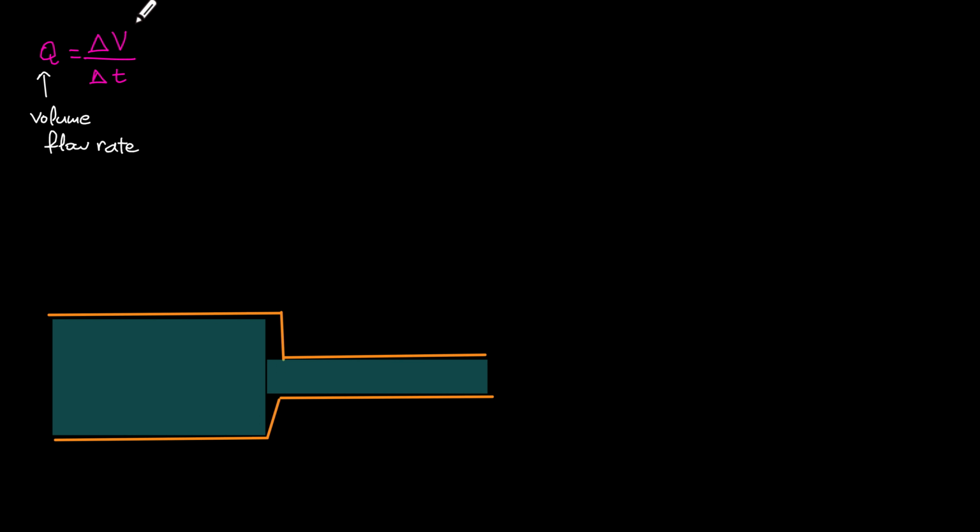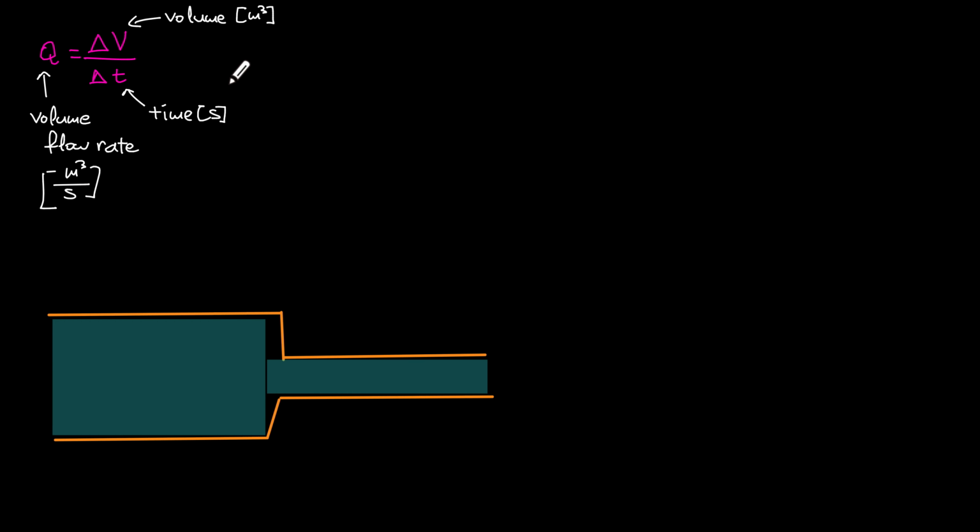Now, the numerator here in the fraction, this is volume, and the units of this, of course, are meters cubed, and this is time, and the units of the denominator are seconds. So the units for the volume flow rate will need to be meters cubed divided by seconds.